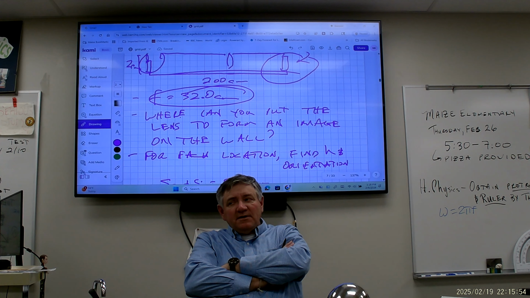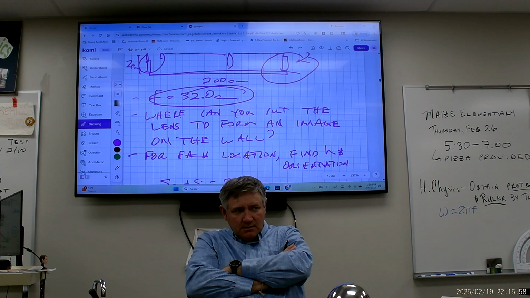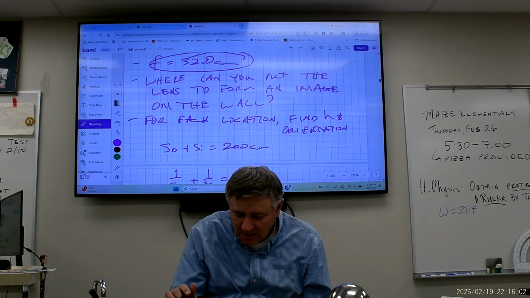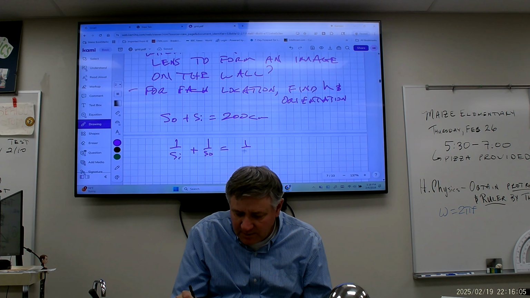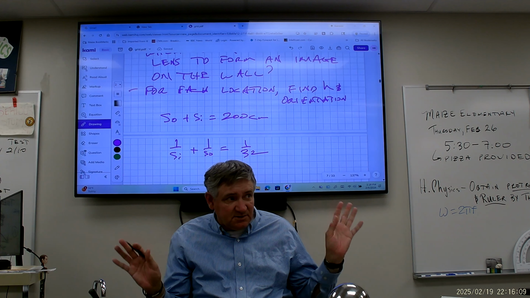But is that focal length going to be a positive or negative number? Positive. Why? Because it's a convex lens, so it's going to bring the light together. So this is going to equal 1 over 32. Right? Cool with what I've done so far? Yeah.